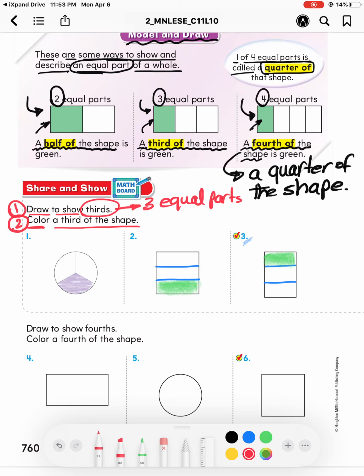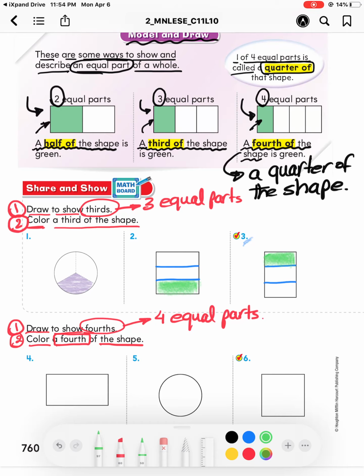Let's move to the next question. It says, draw to show fourths. What do we mean by fourths here? We mean 4 equal parts, right? This is the first part of the question. The second part, it says, color a fourth of the shape. So we should color only one equal part, which is a fourth, okay?